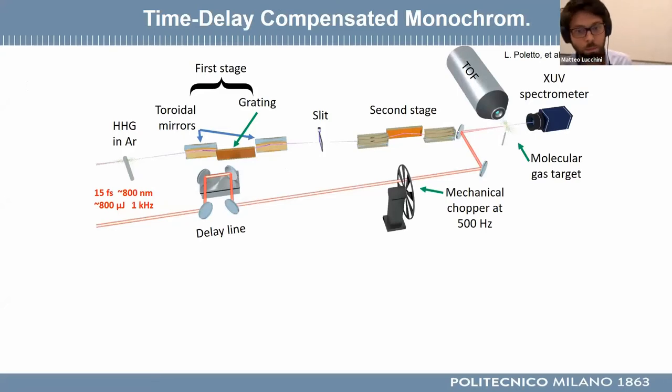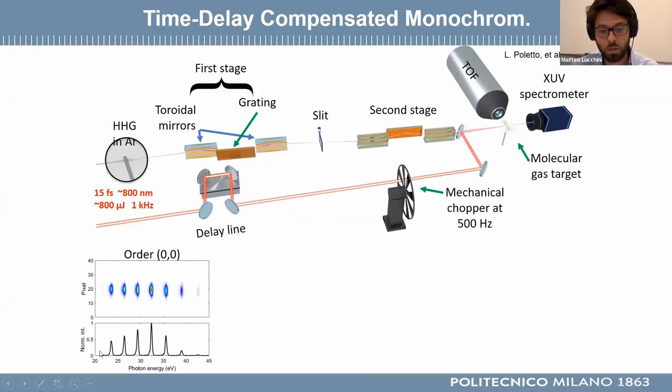In a certain way, this is a rather common setup. As you see, we have few femtosecond IR pulses centered at 800 nanometers. Those are focused into a gas cell in order to generate harmonics. And you see here a comb of harmonics integrated vertically on the position sensitive detector we have at the end of the line.